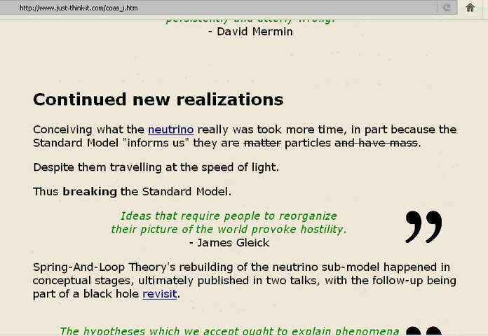Spring and loop theory's rebuilding of the neutrino submodel happened in conceptual stages, ultimately published in 2 talks, with the follow-up being part of a black hole revisit.